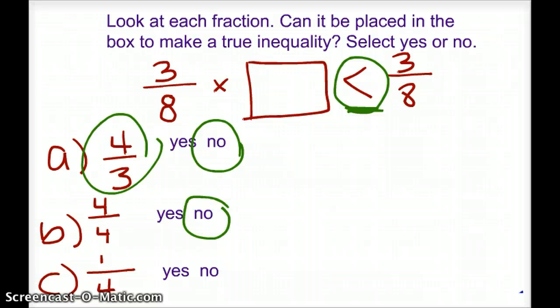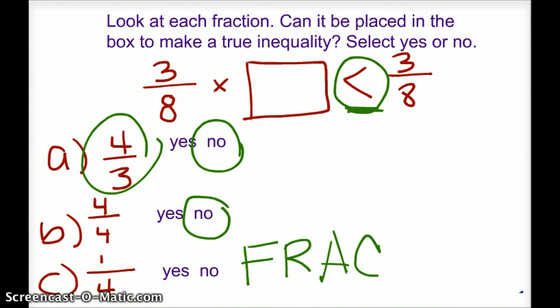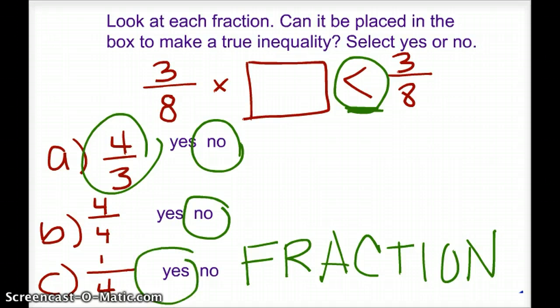If I multiply by 1/4, 1/4 is a fraction, which means it's going to make 3/8 get smaller. It's going to be less than 3/8. So you want to circle yes.